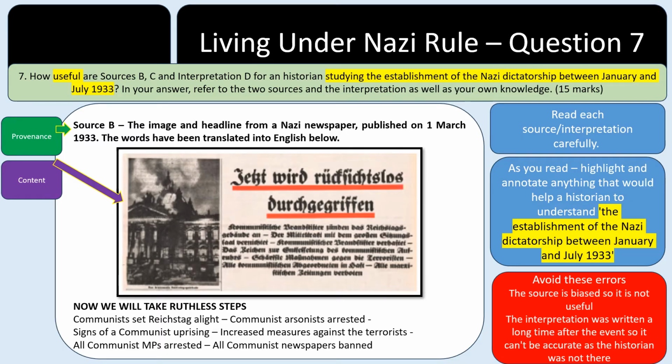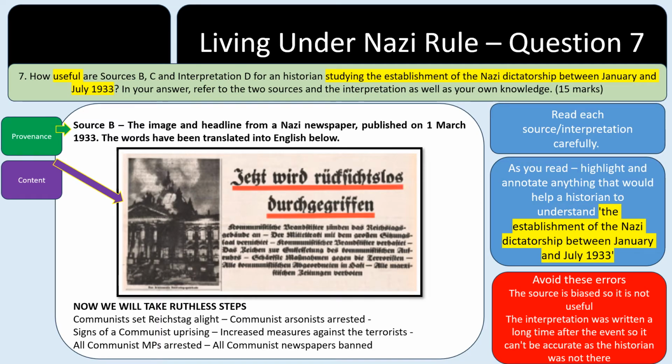So the provenance is there at the top, and then you can see the content, and the content says, "Now we will take ruthless steps. Communists set Reichstag alight. Communist arsonists arrested. Signs of a communist uprising. Increased measures against the terrorists. All communist MPs arrested, and all communist newspapers banned."